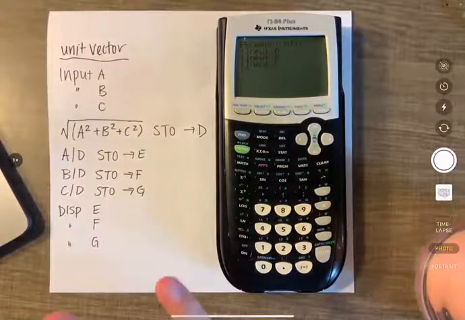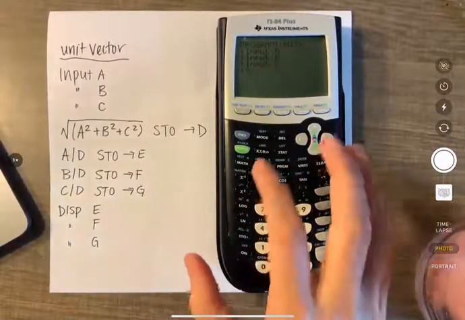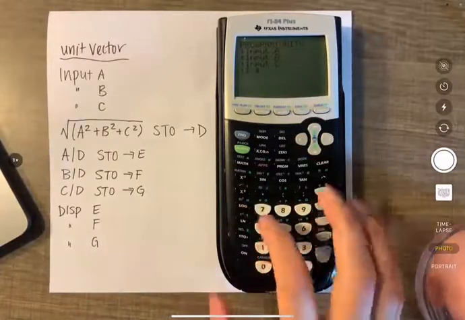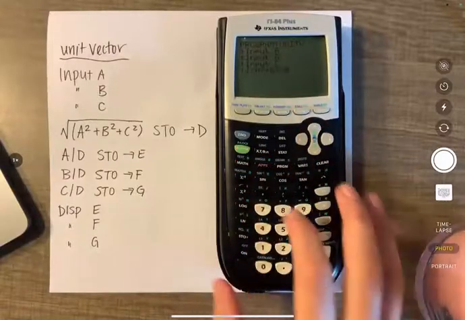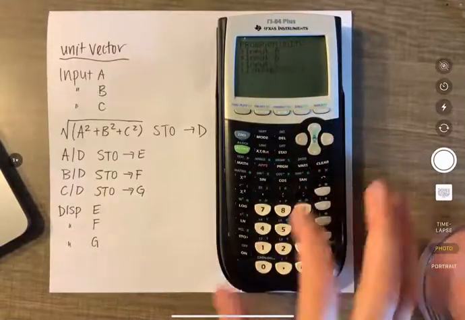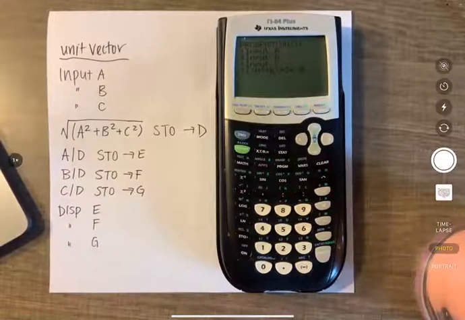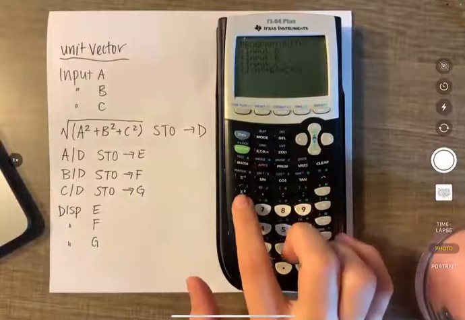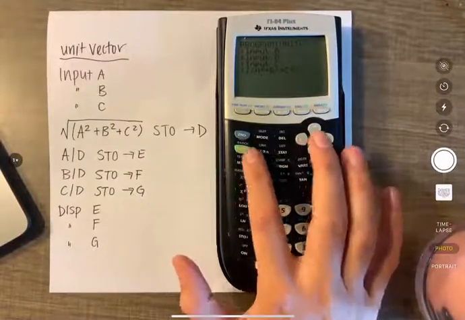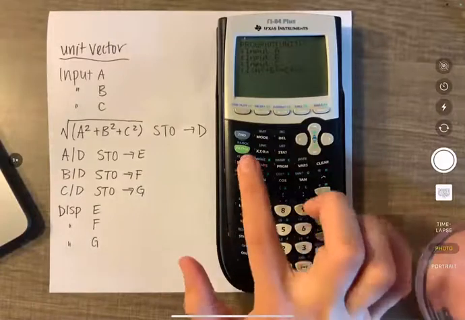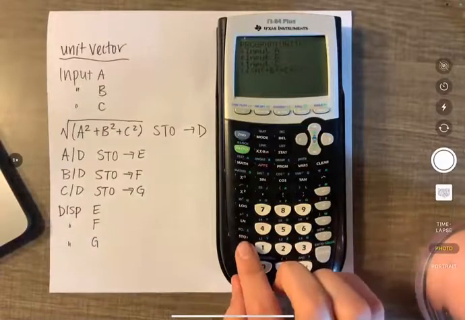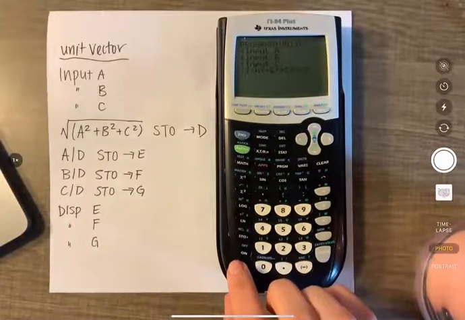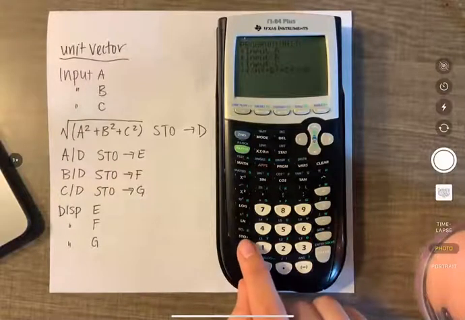So now we have all our input values, but what do we actually have to do to calculate a unit vector? First, we have to find the magnitude of that vector. That's the square root of all of the components squared added together. So it's essentially the square root function, and then you type in alpha A squared plus alpha B squared plus alpha C squared, close parenthesis. That's the actual math, but then we want to store it as a variable so we don't have to type it every time. So that's the STO with the arrow button down here.